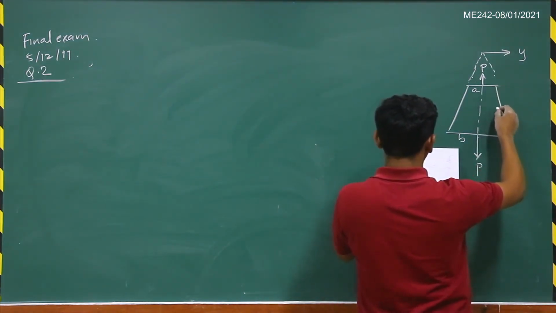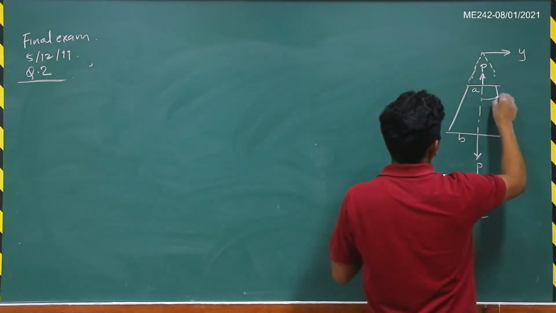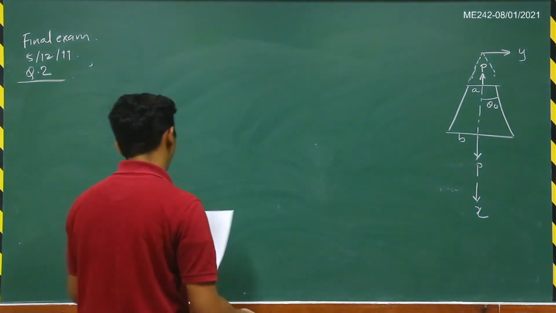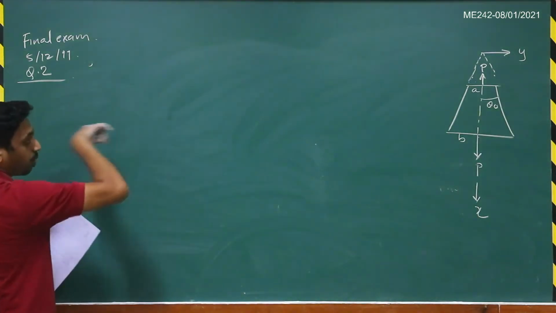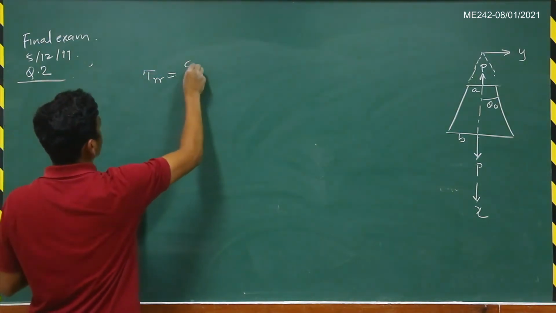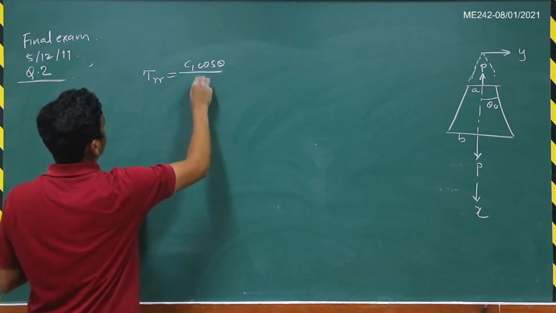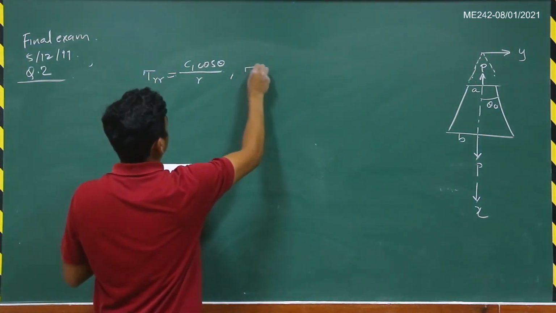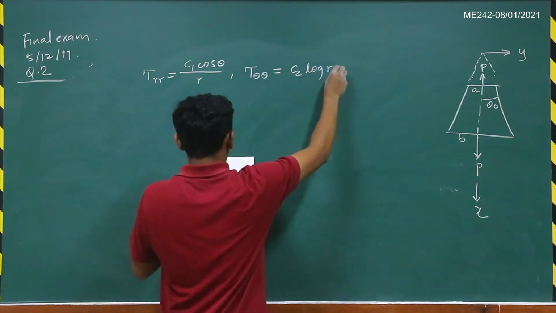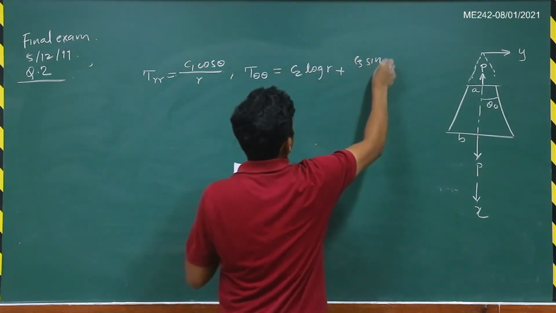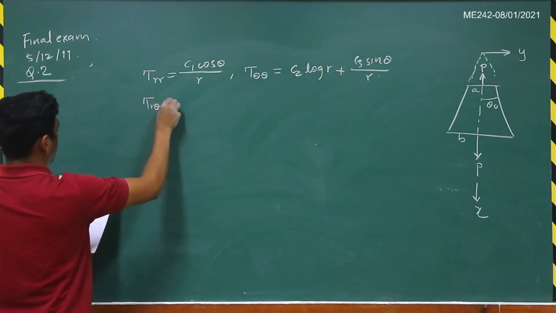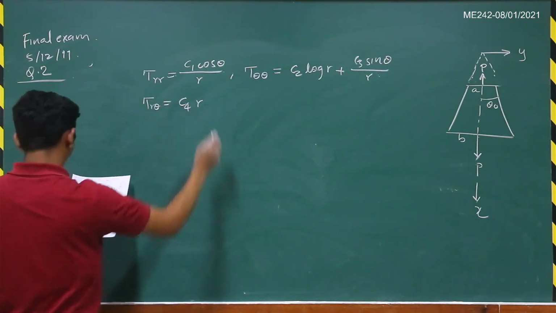So these angles, this angle is theta naught. So these surfaces are traction free surfaces. So I will just discuss the boundary conditions for this particular problem. We are given the stress distribution: tau R R equals C1 cos theta divided by R, tau theta theta equals C2 log R plus C3, and tau R theta equals C4 sin theta upon R times R.